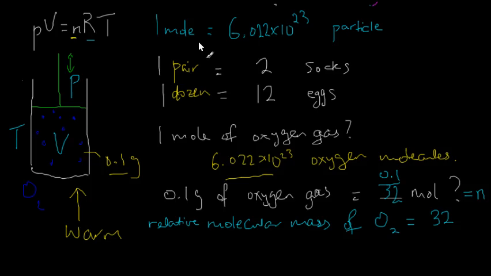I want to explain more about this idea of a mole and how we can actually find this little n, this number of moles of a gas or a substance if we need to. So let's start by looking at this number again, 6.022 times 10 to the power 23. Let's have a look and see how this number came about.